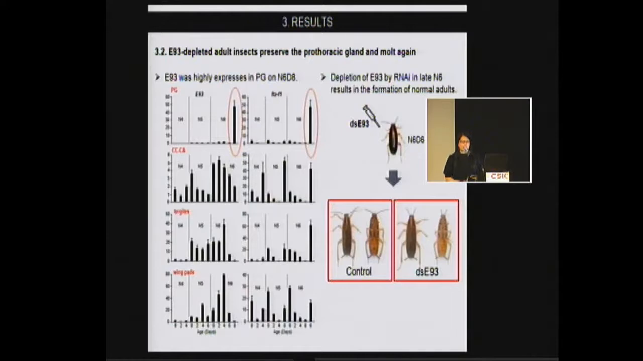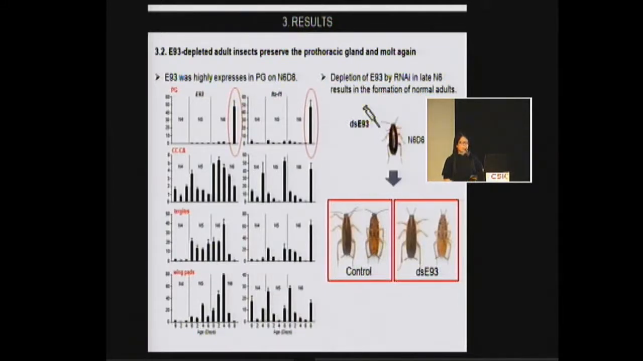So from this result, we started to suppress E93 by injecting double-strand RNA against this gene in late NIM6, or in NIM6D6, with the aim to suppress E93 only in the prothoracic gland, but not affect the other tissues. Because on NIM6D6, the expression of E93 in other tissues is already past its highest expression, but it still rises in the prothoracic gland on the last day.